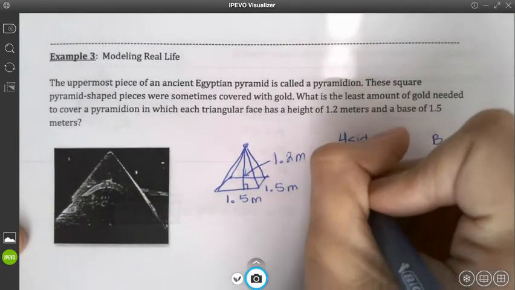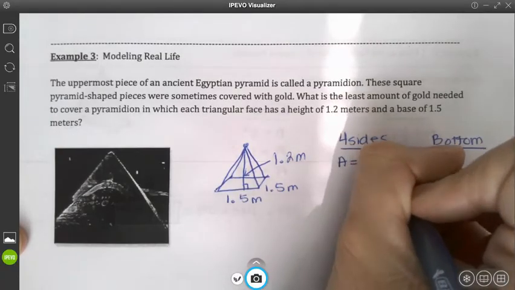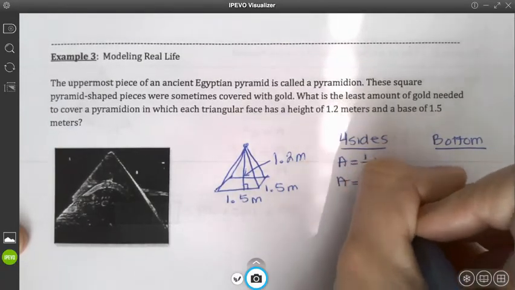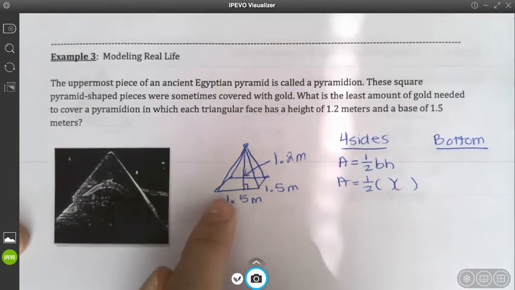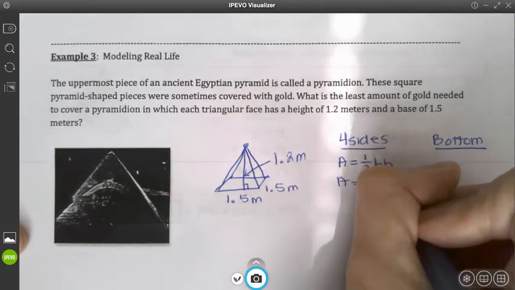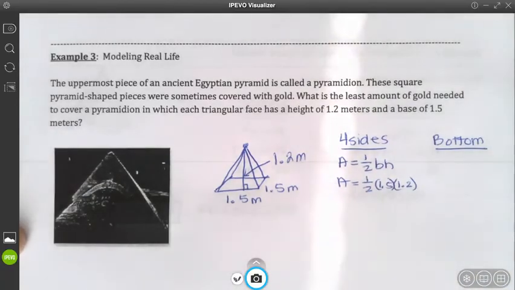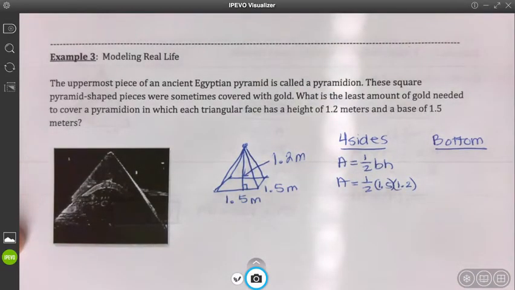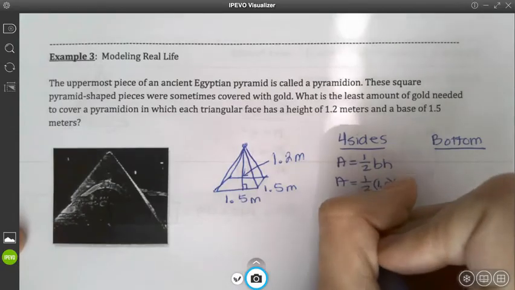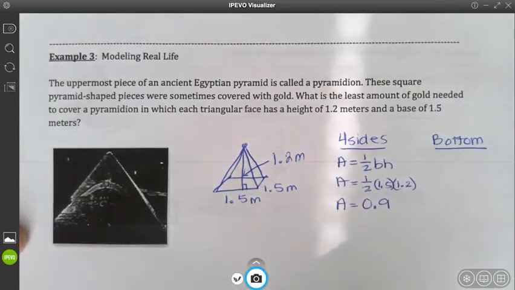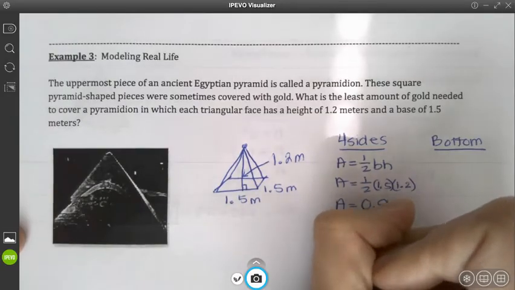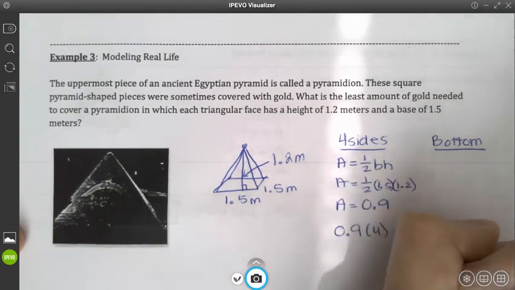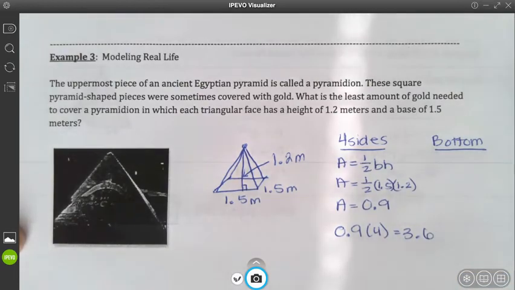Okay, so for the lateral faces, we've got triangles. So I use my triangle formula. I plug in the base and the height, which it tells us the base is 1.5 and the height is 1 2/10. So that gives me 9/10 for one of the faces, but there are 4 of them. That gives me 3 6/10.